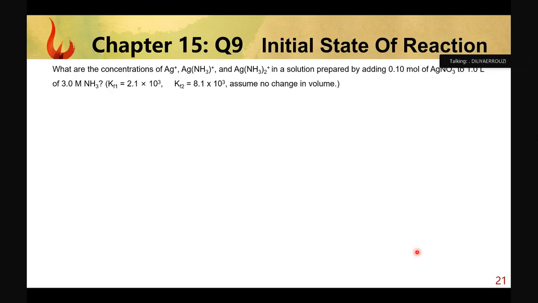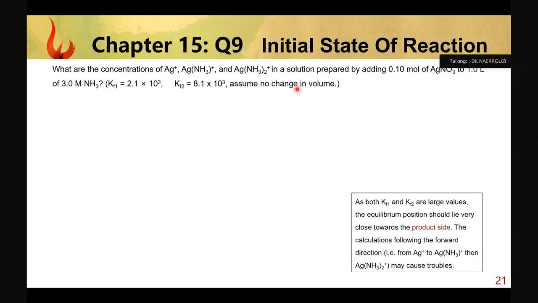So the last question is chapter 15, question 9. To decide the concentration of silver ion and the Ag(NH3)2 ion in the solution prepared by adding silver nitrate to the ammonia, we can use the Kf value. Assume no change in the volume.